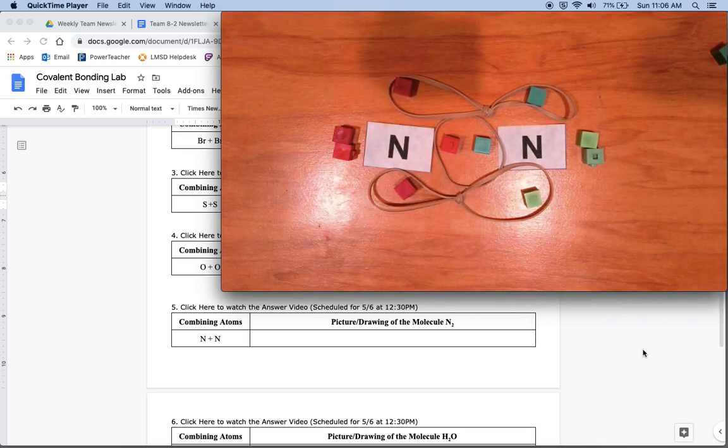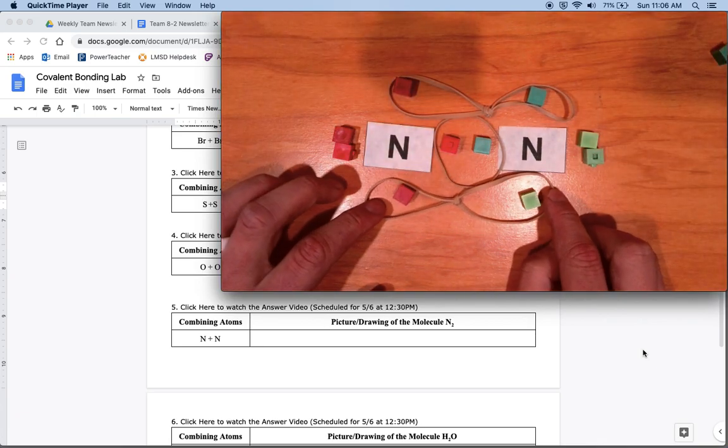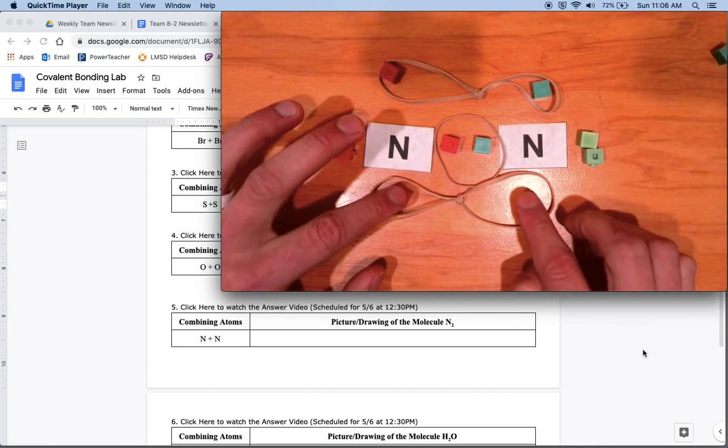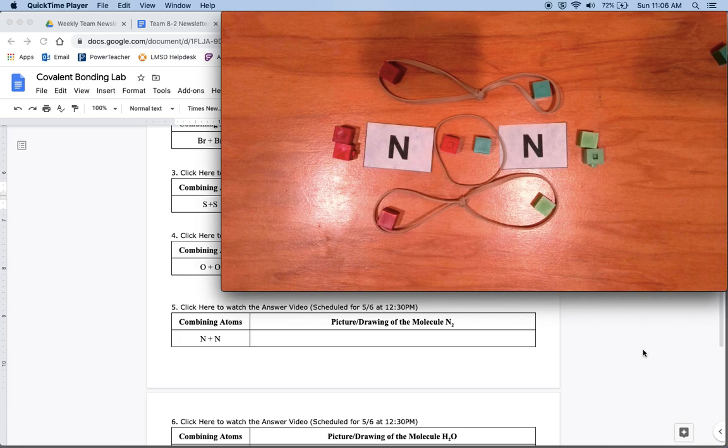Remember, I can only fit 2, right, in each bond. So I have now, this is what we call a triple bond, right? They're stuck together in 3 different ways. So the more bonds that you create, it actually is stronger. So nitrogen is actually really, really hard to break apart, the N2.